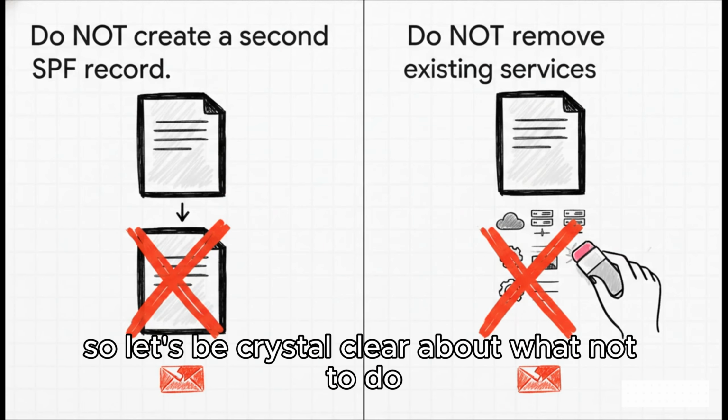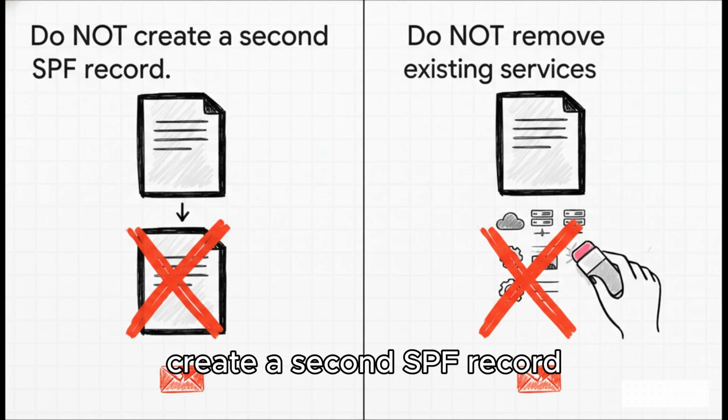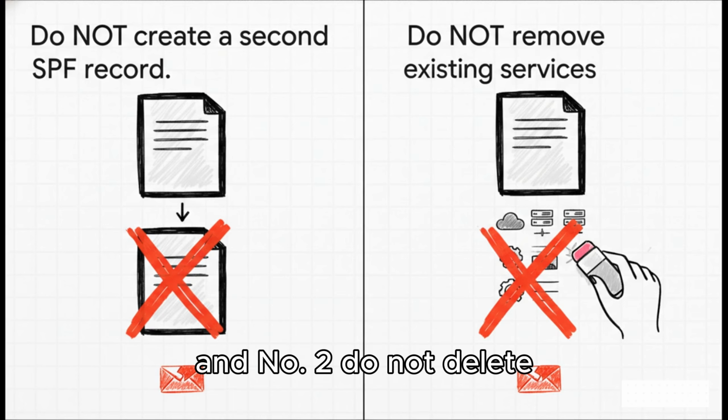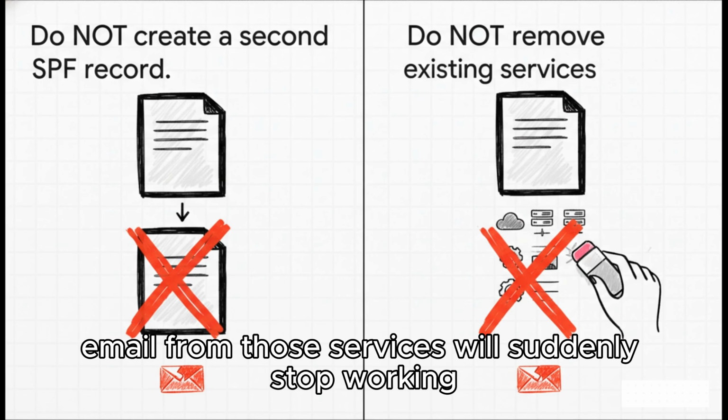So let's be crystal clear about what not to do. Number 1, do not, under any circumstances, create a second SPF record. And number 2, do not delete any of the other services that are already on the list. If you do, email from those services will suddenly stop working.